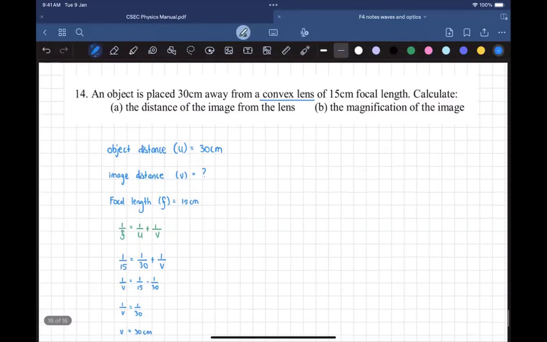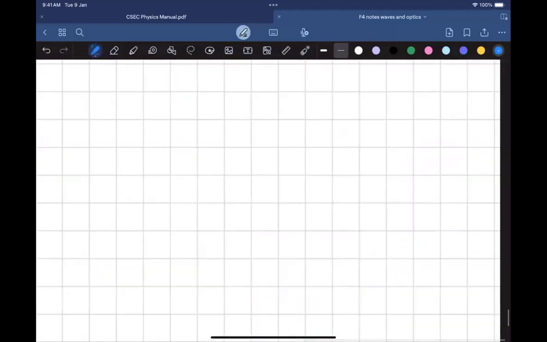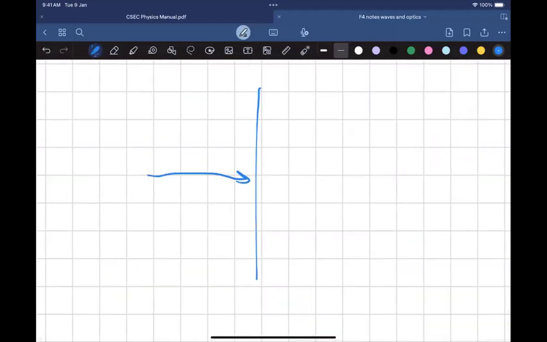But that's very interesting, right? The object distance and the image distance are the same. If they're the same distance apart, do you think the image is magnified? No, it's the same size because the distances are the same. It's basically like a mirror. When you look at yourself in the mirror, your distance from the mirror is the same as the distance of your image in the mirror. You understand what I mean?